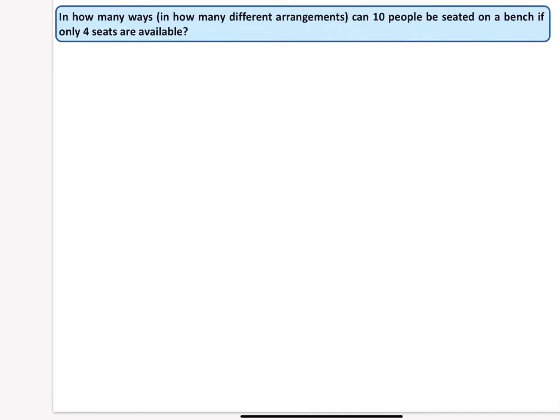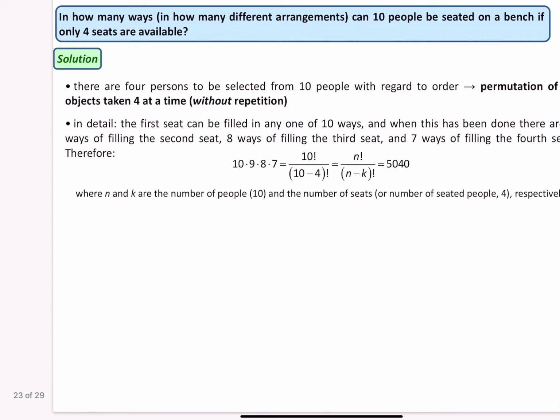If only four seats are available, so let us identify the total number of people, which is 10, which is n, and k is 4. So let us write here n equals 10, k equals 4. Is it permutation? Yes, it is permutation. So it is 10P4.